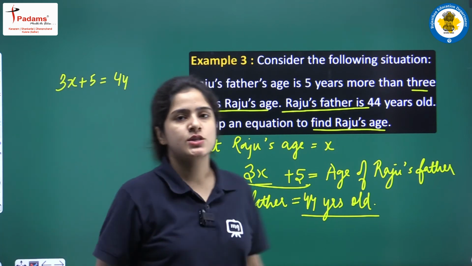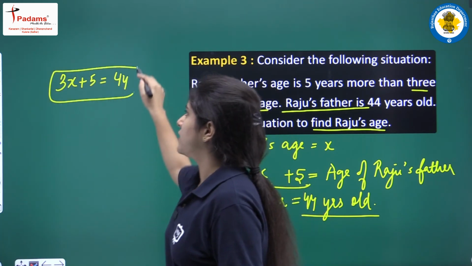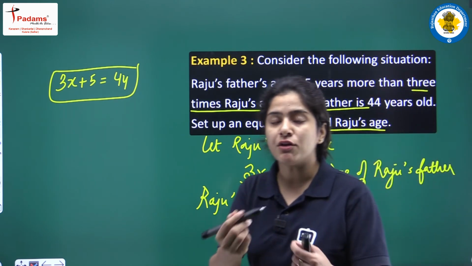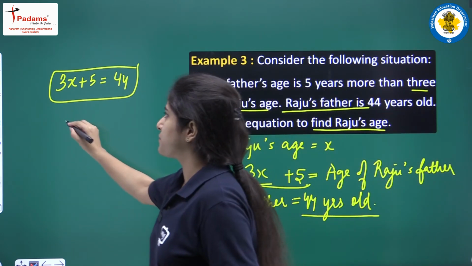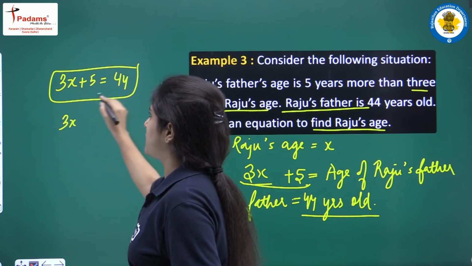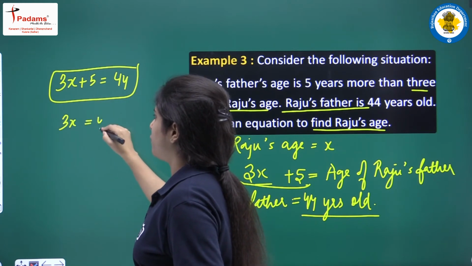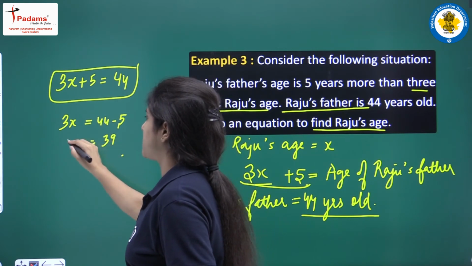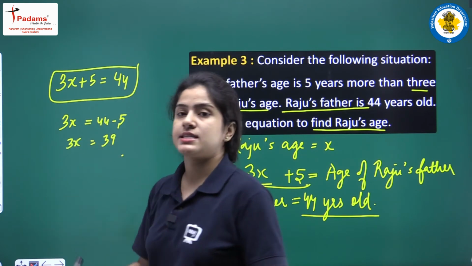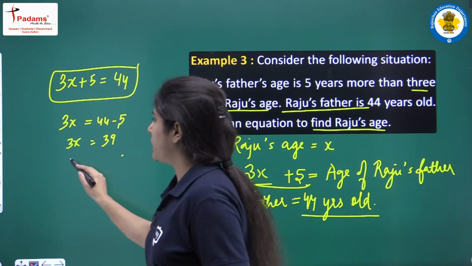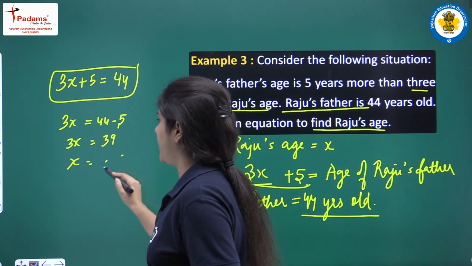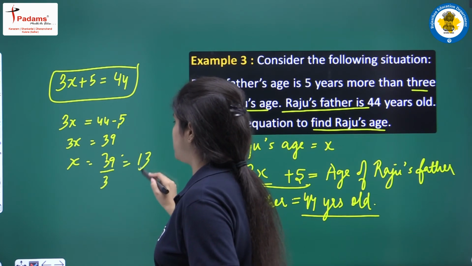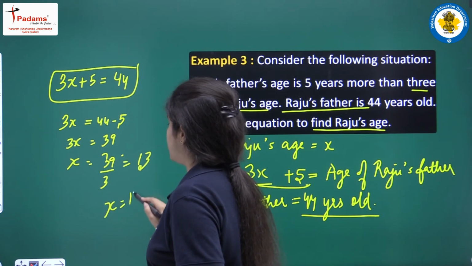Alright students, so this is an equation which will help us to find out the age of Raju. How can we find out the age of Raju, students? 3x, this 5 will go to the right side, 44 minus 5 is equal to 39, which is equal to 3x. X is in multiplication with 3, so when it goes to the right hand side, it will divide. 39 divided by 3 is equal to 13. So Raju is 13 years old.